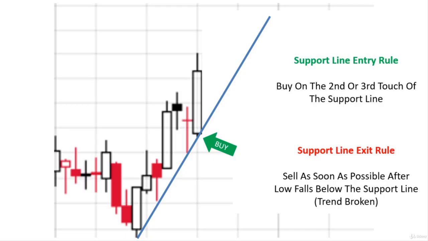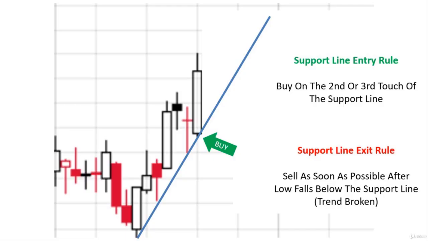The support line entry rule says that you buy on the second or third touch of the support line. Where I have the arrow here, you can see it's on the third touch. It could have been on the second touch or near touch of that support line. That's when you're buying in. You're in an upward trend, you want to ride the upward trend, that's when you're buying in.